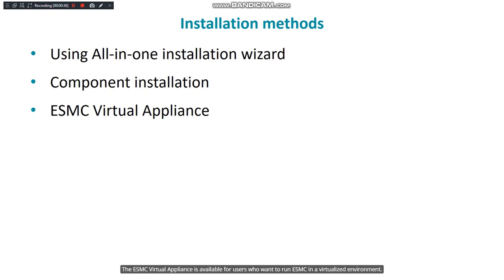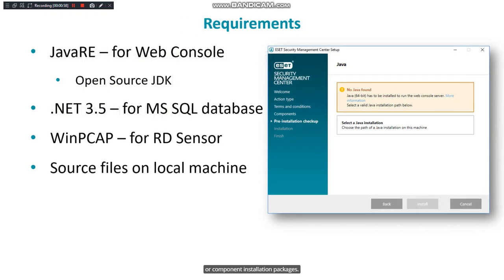The ESMC virtual appliance is available for users who want to run Asset Security Management Center in a virtualized environment. Also, the ESMC virtual appliance simplifies deployment of Asset Security Management Center and is faster than using the all-in-one installer or component installation packages. Before the actual installation takes place, a few system requirements must be met.